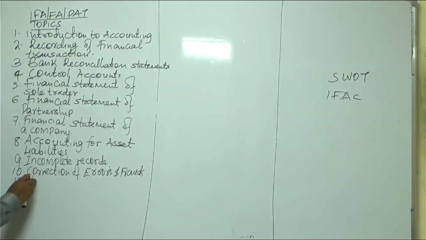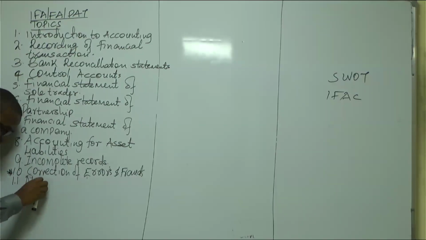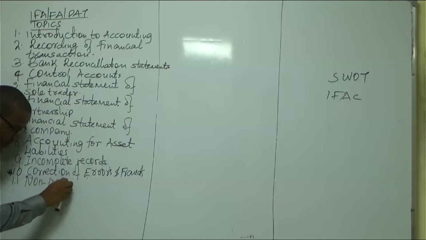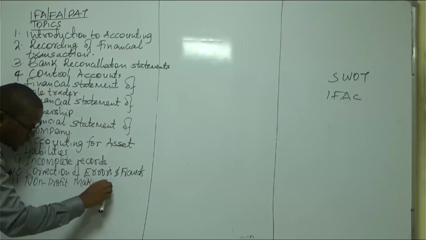Then number 11, we'll also talk of, and up to here, those that are doing ATD, it ends there. Those that are doing ATD, we'll do up to that part, ATD 1. Now, from there, I will go on, for those that are doing the other unit, the CS, the CPA and CFA. Topic number 11 will be the non-profit making organization.